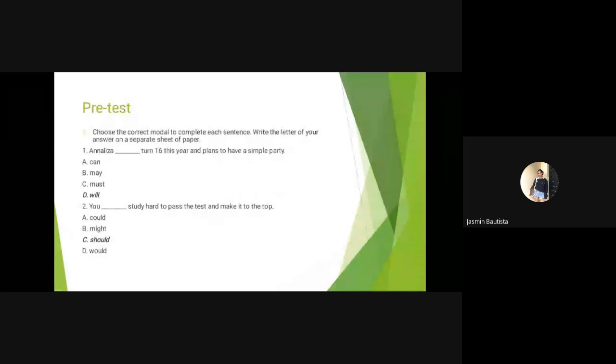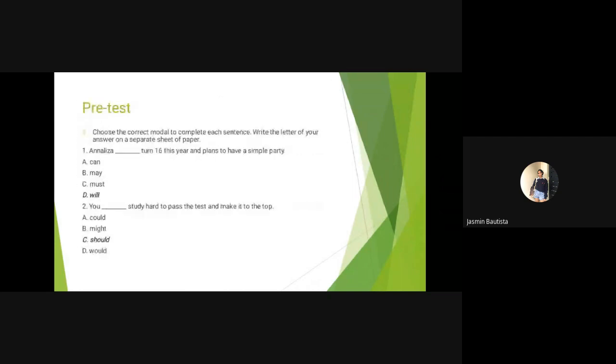Now, after we proceed with our lesson, please answer the following questions. Choose the correct modal to complete each sentence. Write the letter of your answer on a separate sheet of paper, and I will give you 5 minutes to answer the following questions, numbers 1 to 5. After 5 minutes, let's check your answers. I will read the question, and you can give your answers.